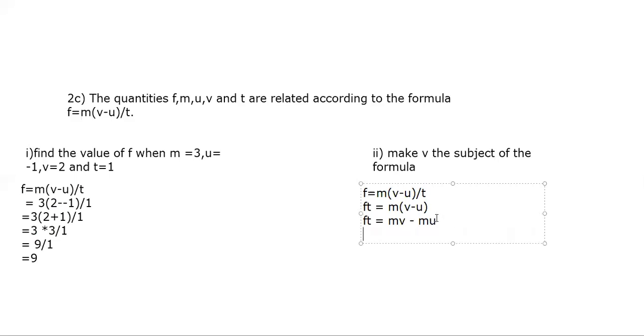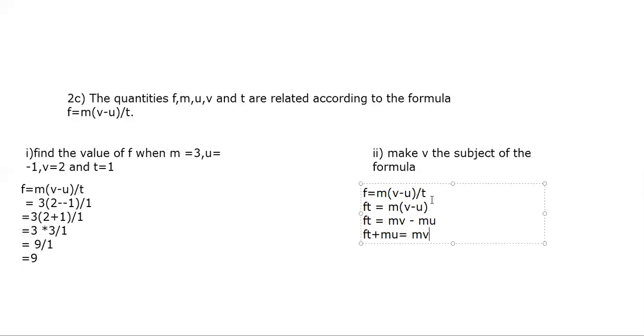Moving on. Now, what do we want to do then? We want to make v the subject. So we can get rid of this because this now has nothing to do with v. So we would add mu on both sides. So therefore, ft plus mu equals mv.